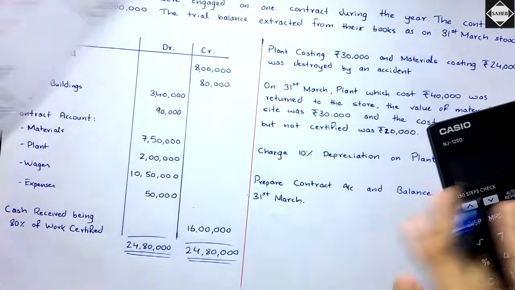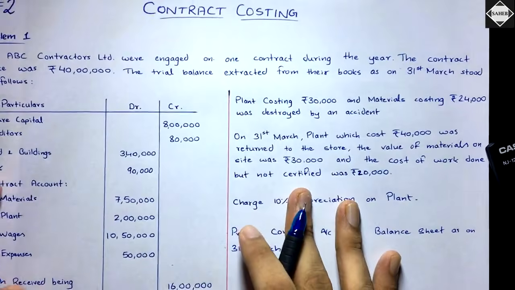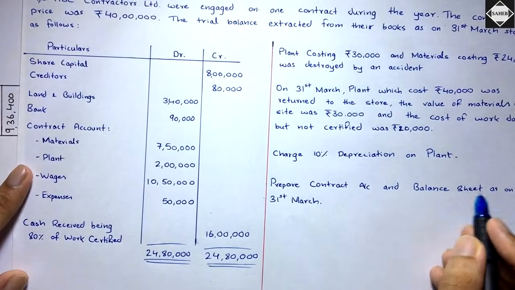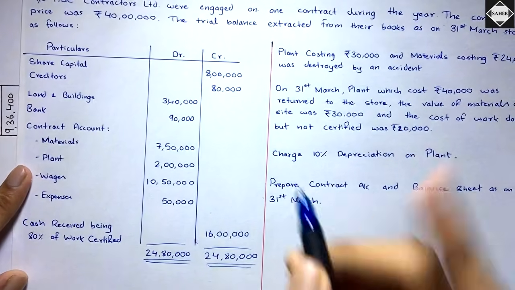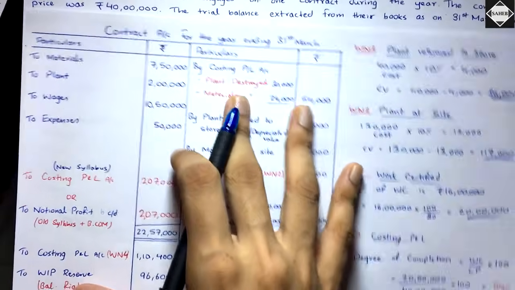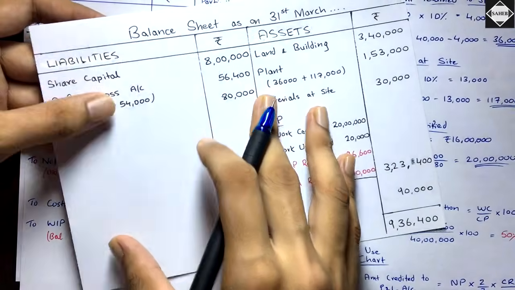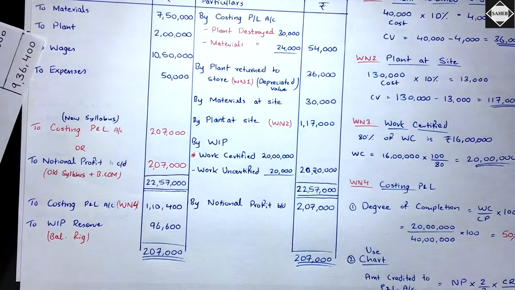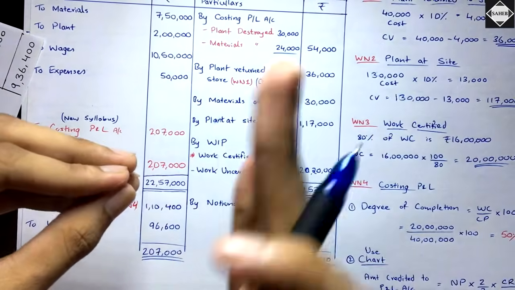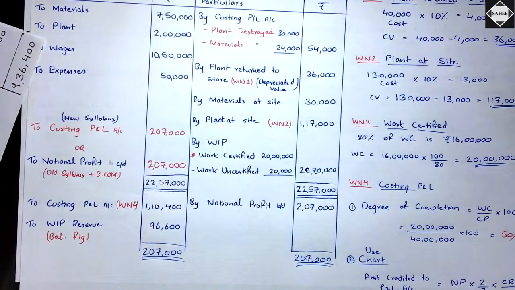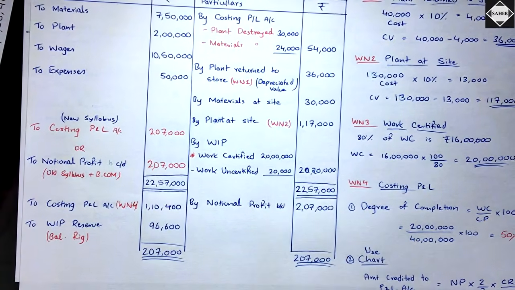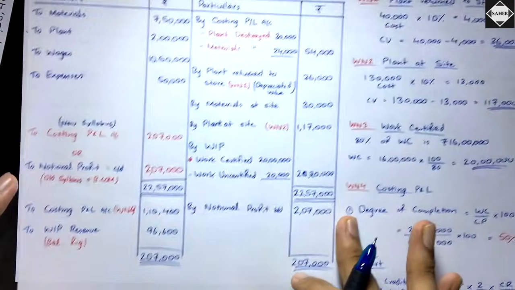Now in this question, they didn't ask for the whole contract. What they asked was to prepare the contract account and balance sheet as on 31st March, only of one year. That's why we had to prepare only one particular year's contract account and the balance sheet of that year. Mostly in many questions, they ask you to prepare many years of contract account, for 2015, 2016, 2017, like that. So we'll solve one more problem in the next video and see how to solve that kind of long problem. Is that clear?